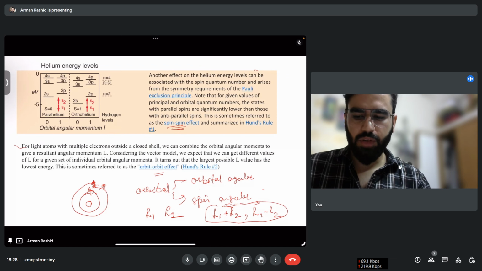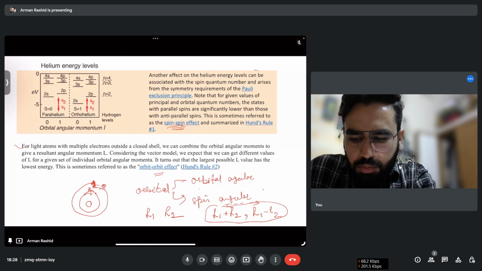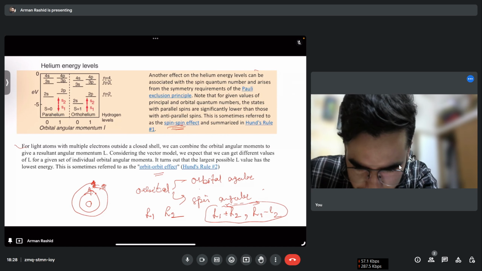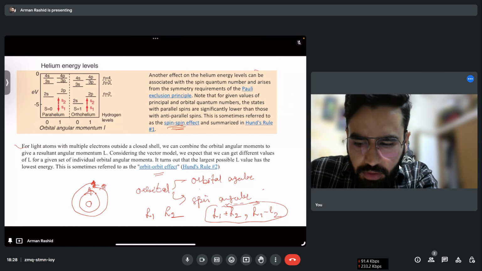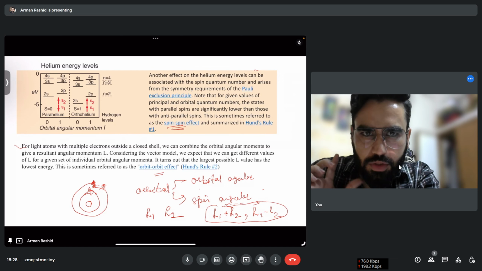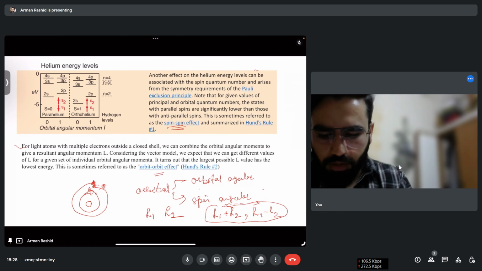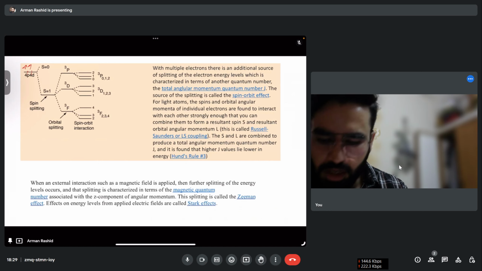For example, what is summarized here is that we have a 4p 4d configuration. First we'll take spin. Now this is 4d1 4p1, so we have two electrons.